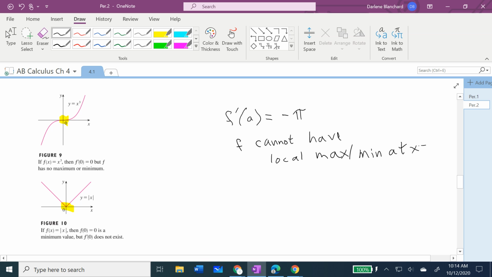At x equals a. And the only reason you need to give is that. That is reason in itself. And if you think about it, if you have a slope that is either positive or negative, you're on the way up or on the way down. You are not at a local lowest or highest.